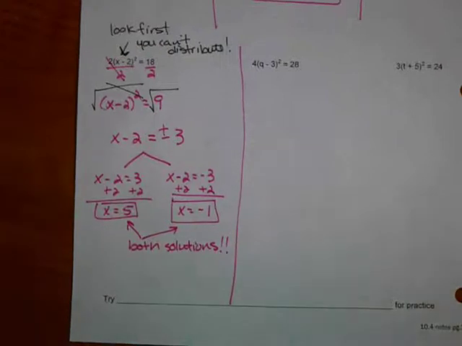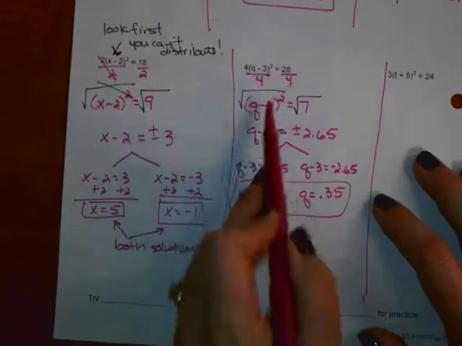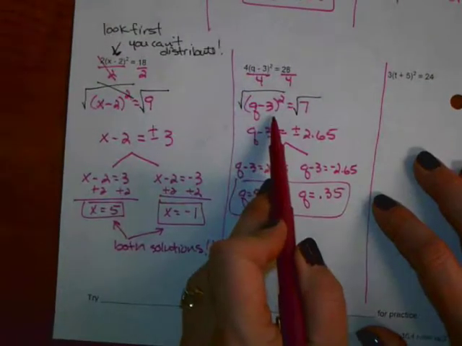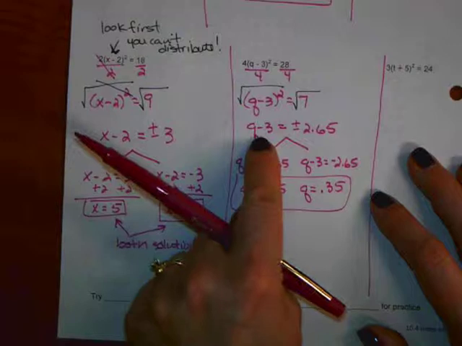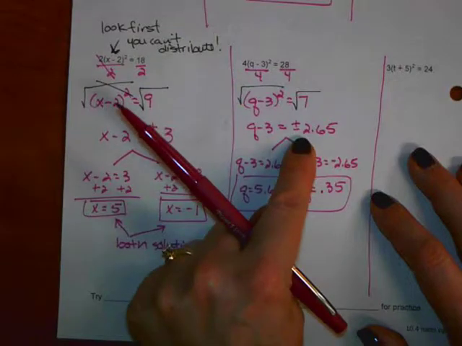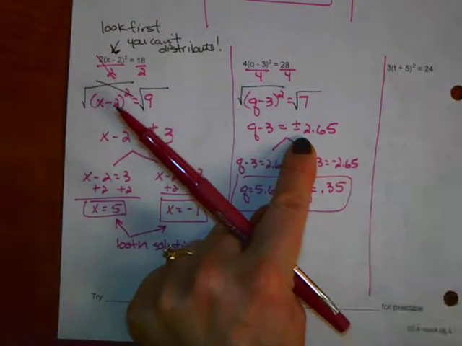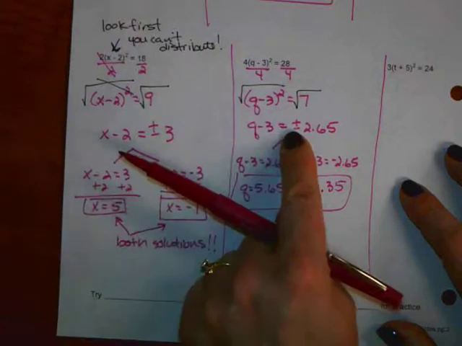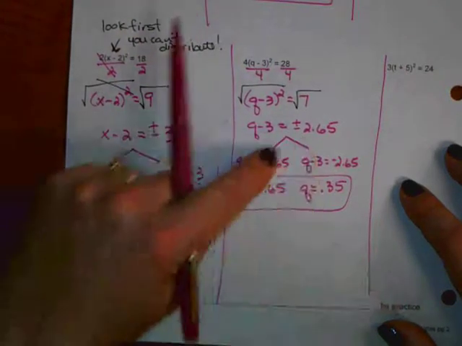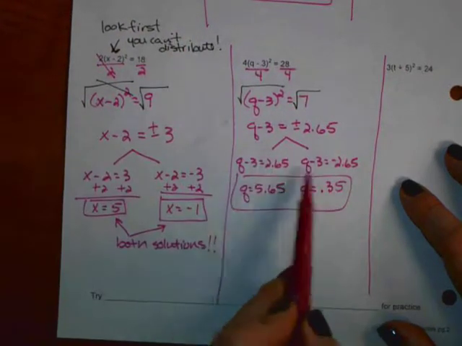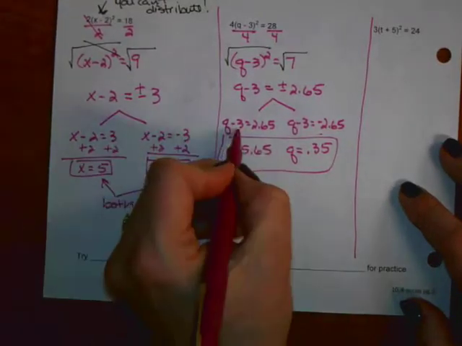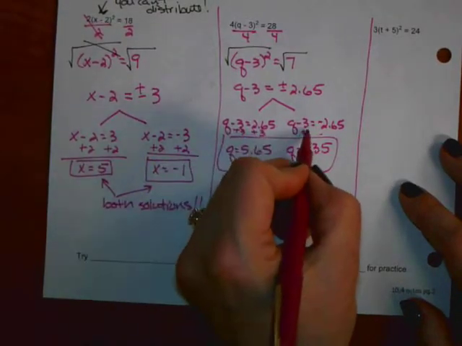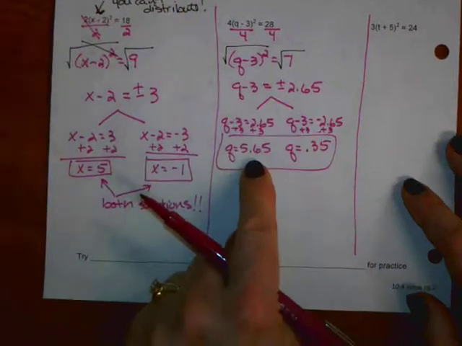All right, so starting up here, I divided by 4. You got that, yes? Then I took the square root of both sides because I'm just trying to find out what's in there and it's being squared. So I can undo it by taking the square root. And then I get q minus 3 equals that. Square root of 7 is that. Now, it's plus or minus 2.65. So I have to set it equal to both positive 2.65 and negative 2.65. And then add 3 to both sides. I didn't actually show you that. Add 3 to both sides. And you end up with this and this.